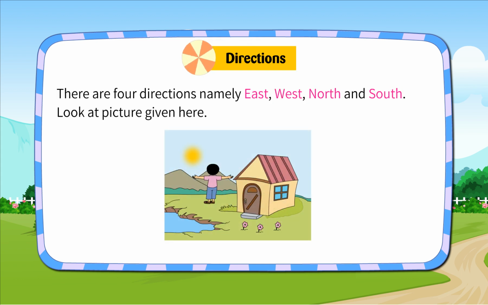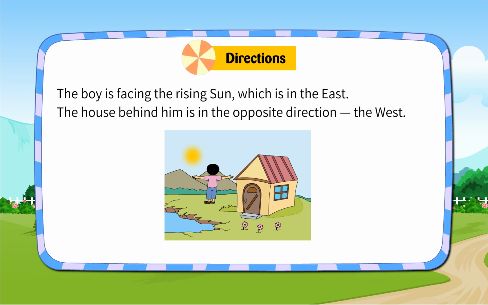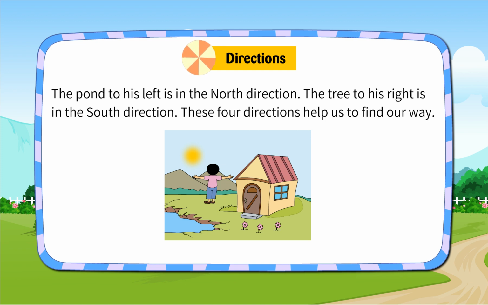Directions. There are 4 directions, namely east, west, north and south. Look at the picture given here. The boy is facing the rising sun, which is in the east. The house behind him is in the opposite direction, the west. The pond to his left is in the north direction. The tree to his right is in the south direction. These 4 directions help us to find our way.